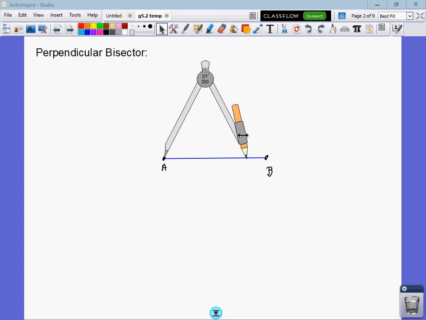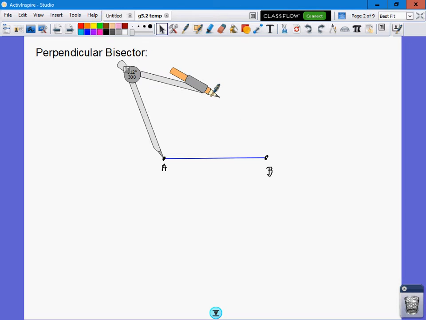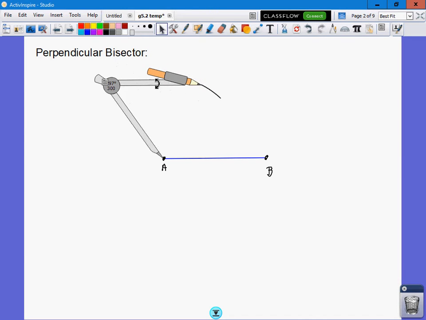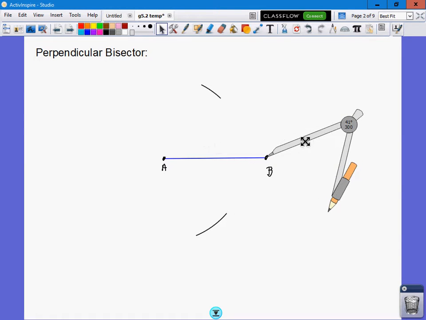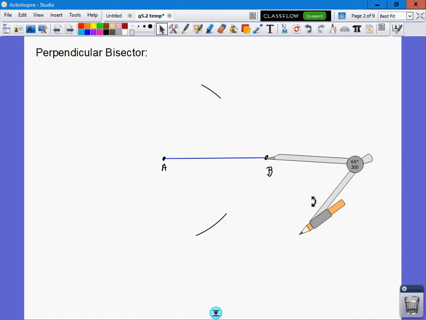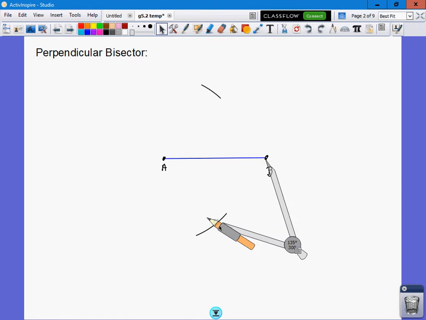Make sure that our compass length was set for more than half. And we made an arc both above and below the line. Without changing the setting, we went over to the other side and we did the same thing. We made a mark both above and below.